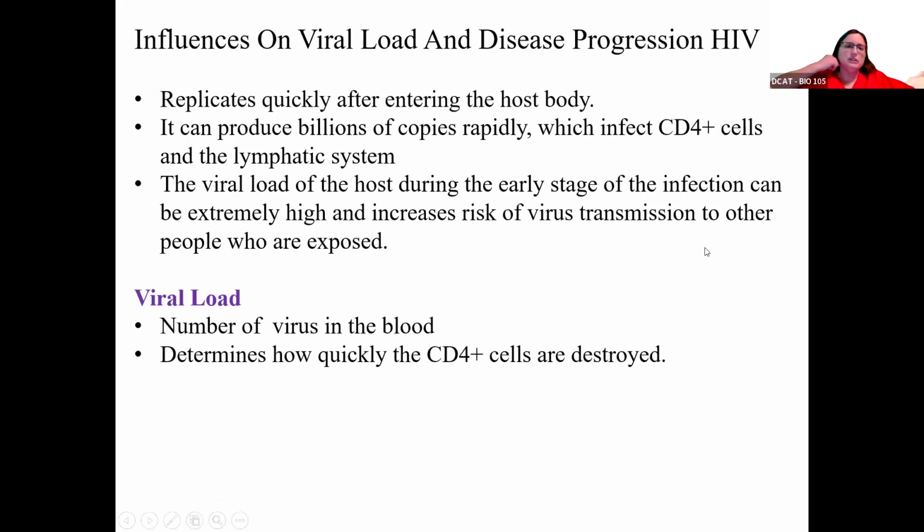All right. So influences on viral load and disease progression of HIV. So HIV replicates quickly after it enters the host body. So remember, that first stage of the infection of HIV, right, is when the person doesn't really know that they have AIDS or that they've been infected with the virus of AIDS. And so it can produce billions of copies very rapidly, okay?